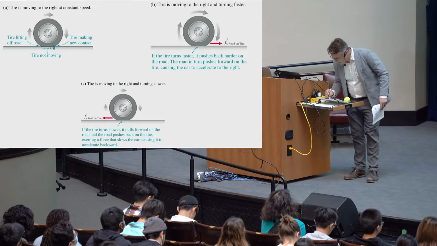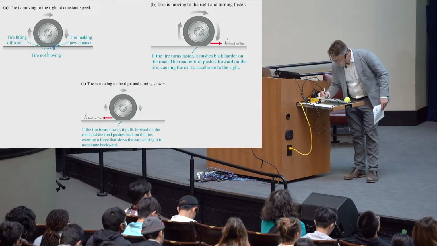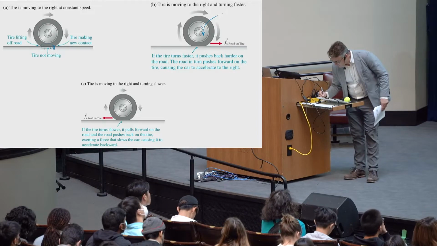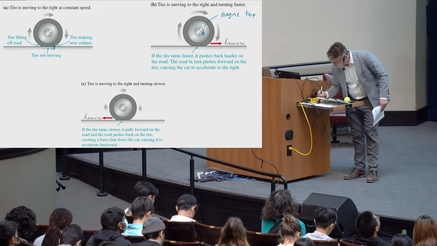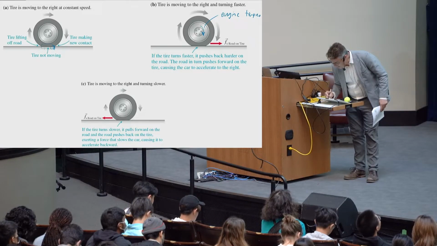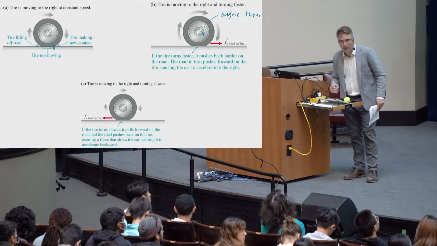And so if the tire is turning faster because of some torque on it, the engine torque, then the tire pushes back harder on the road, which in turn pushes forward on the tire, causing the car to accelerate to the right.